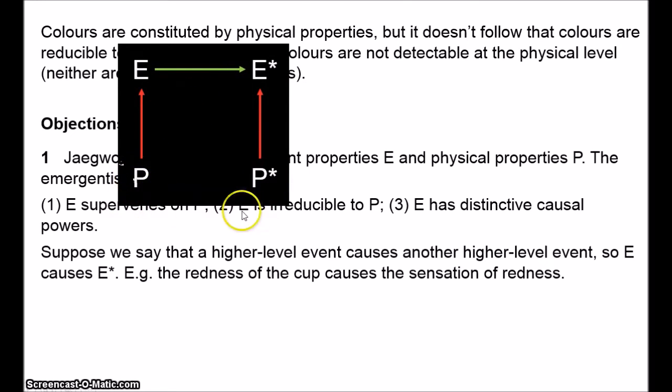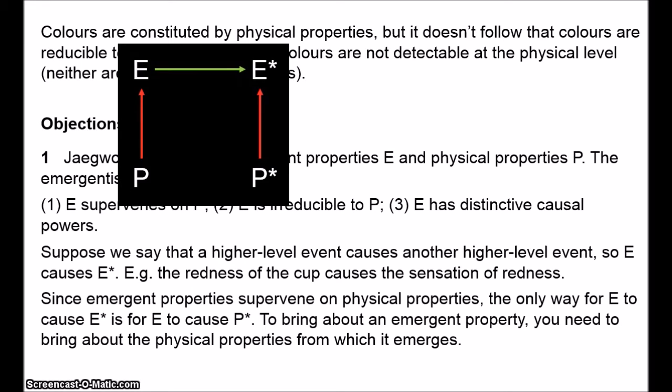We have these physical properties or physical events P and P star, and these are the subvenient bases of the supervenient emergent properties E, or emergent events E and E star, and E causes E star. Now the first claim then is that colours supervene on some lower level physical properties. But in that case, the only way for E to cause E star is for E to cause P star. Right? To bring about an emergent property, you need to bring about the base physical properties from which it emerges.